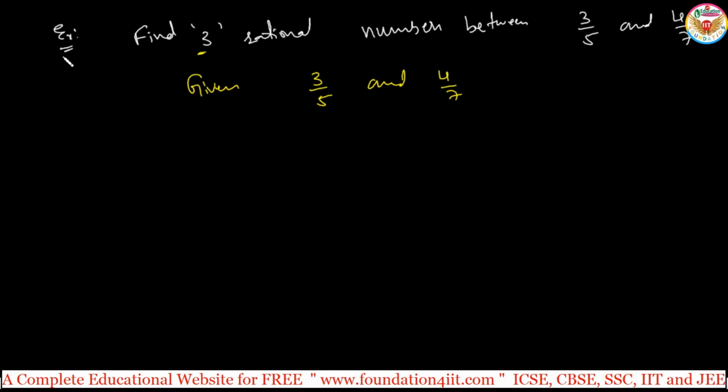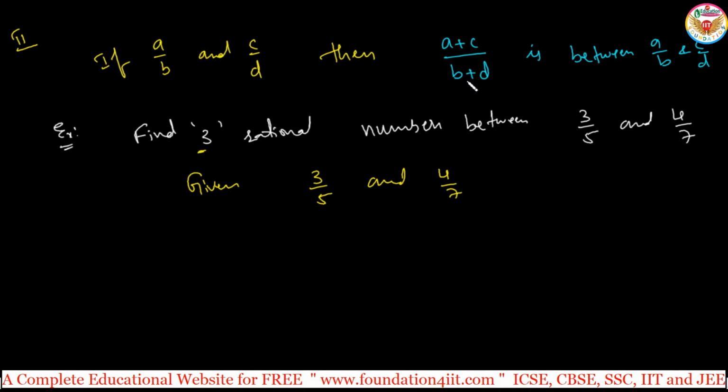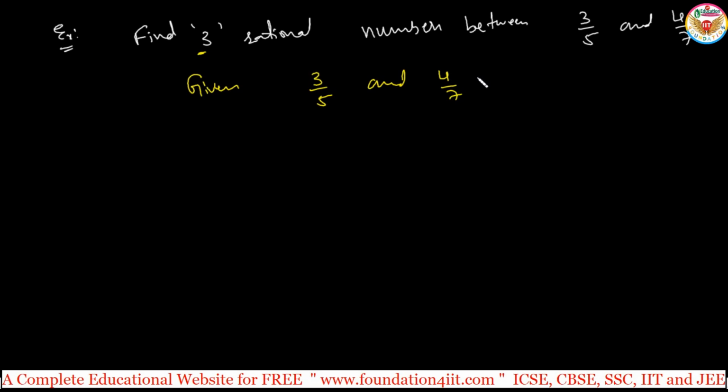According to the method, a plus c, numerators divided by the sum of the denominators, a plus c by b plus d. That's exactly between them. Now between 3 by 5 and 4 by 7, 3 by 5 is the first one, and the third one is 4 by 7. Exactly the middle one is 3 plus 4 by 5 plus 7. Okay, this is the method. Now if you simplify, 3 by 5, comma, 7 by 12, comma, 4 by 7. Obviously 7 by 12 is in between 3 by 5 and 4 by 7.